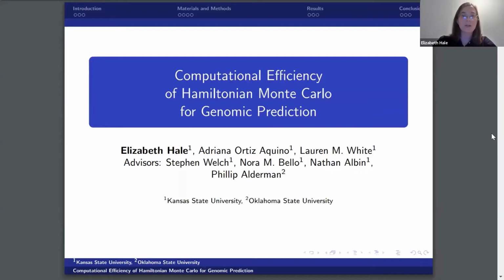This study was done alongside two other math grad students from Kansas State, Adriana Ortiz and Lauren White, and it's part of a larger project studying the relationship between the genotype and phenotype of wheat plants. This is being led by Dr. Stephen Welch, Dr. Nora Bello, Dr. Nathan Allman, and Dr. Philip Allerman.